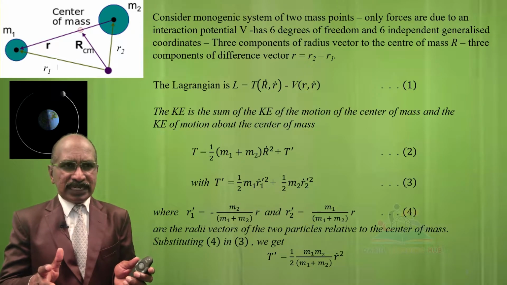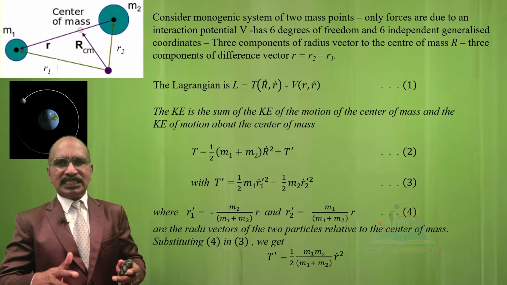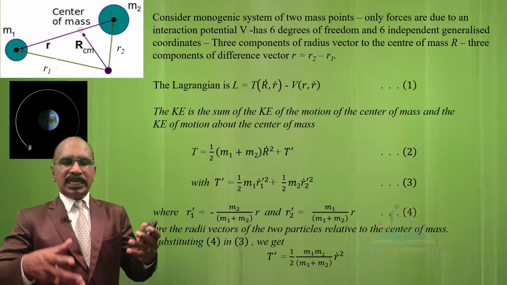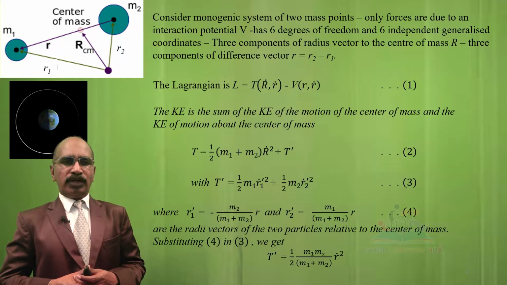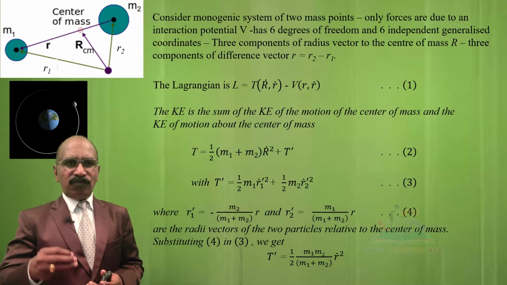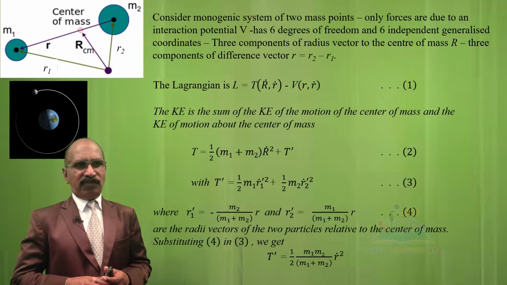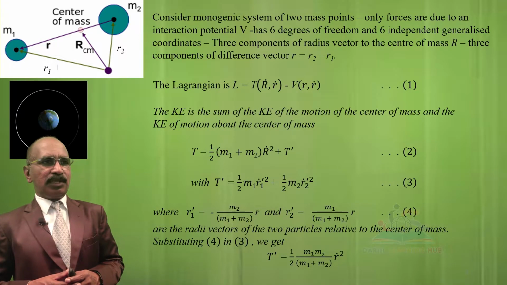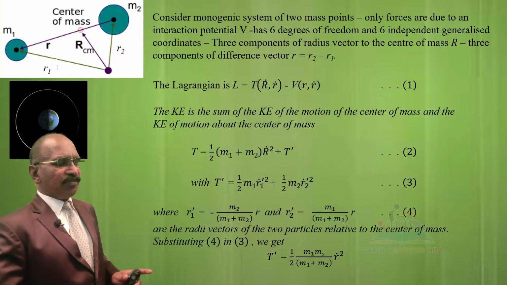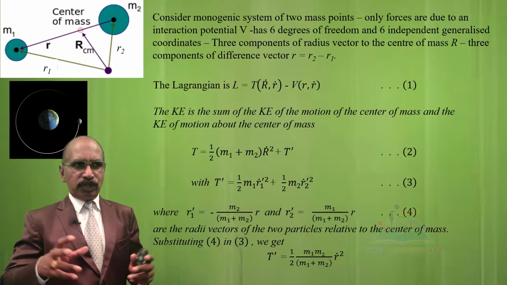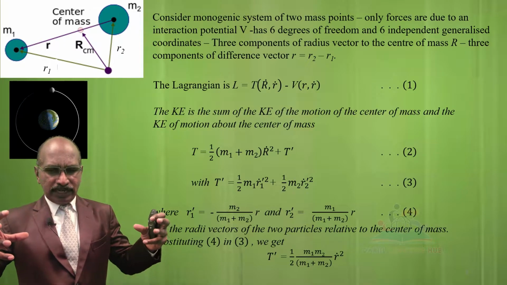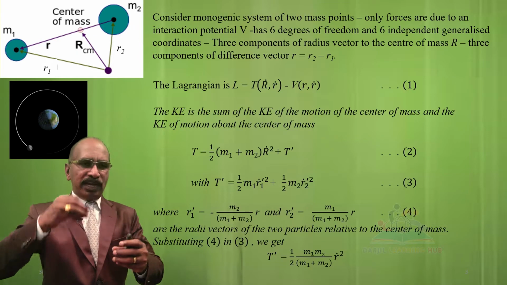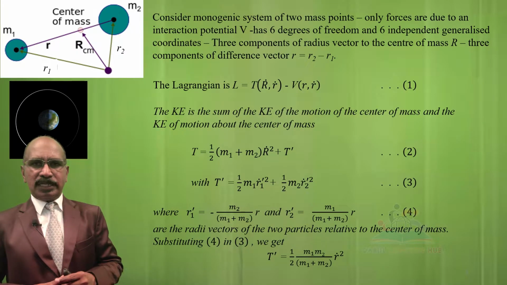First and foremost, you have to understand what is meant by a monogenic system. As I already told, the body is in motion in the interaction potential developed by the two bodies. So the only forces are due to an interaction potential V. For this two body problem, let us imagine, you see this figure, we have two bodies of mass M1 and M2. The two bodies' masses are concentrated at a particular point, which we call the center of mass.